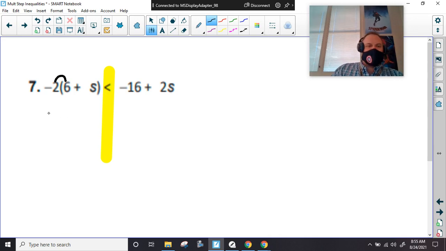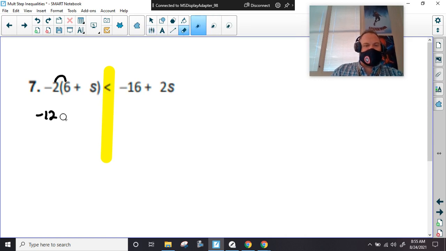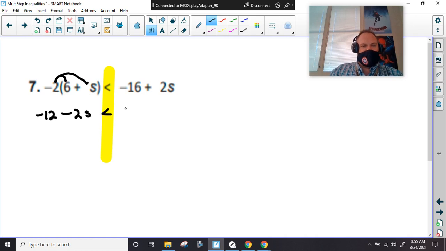We have to distribute. Negative 2 times 6 is negative 12. Whoa, there's not an S with that. Just negative 12. It's on the next one. Minus 2S. And then we have, this is just left alone.